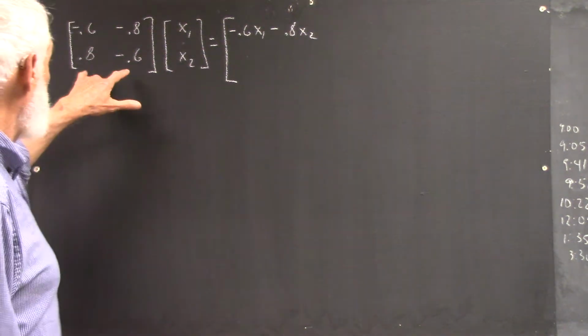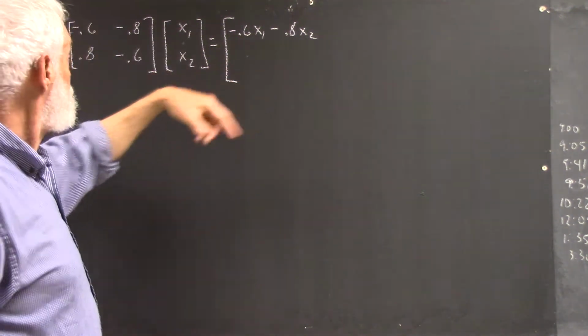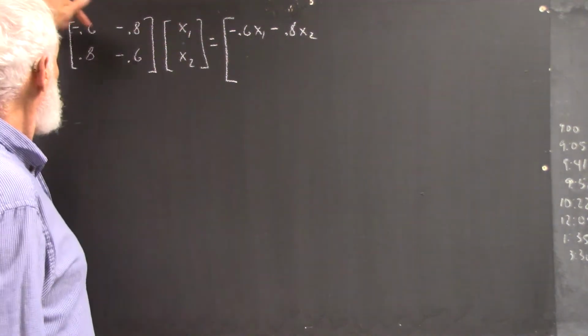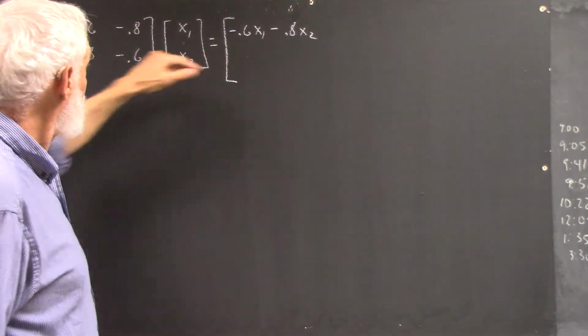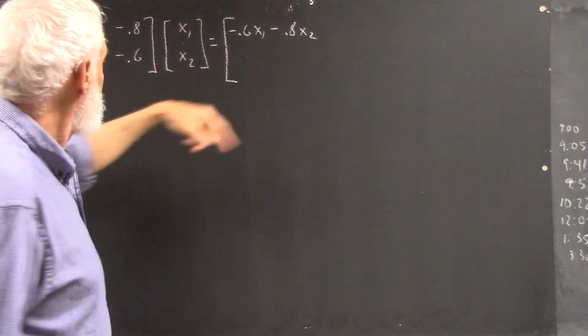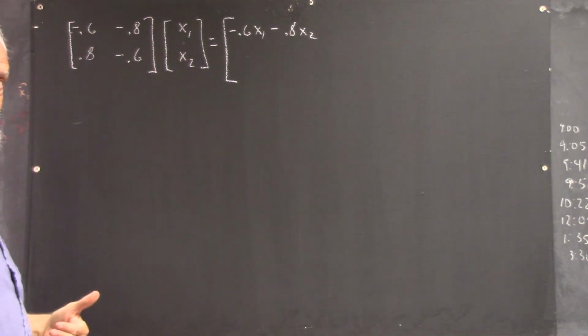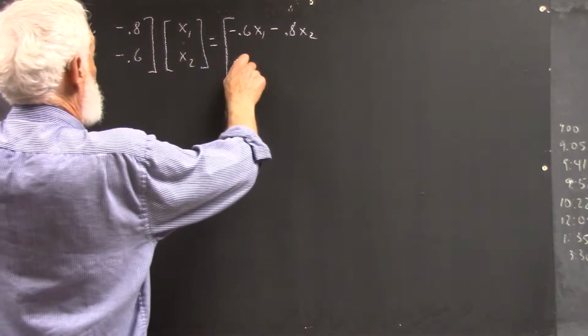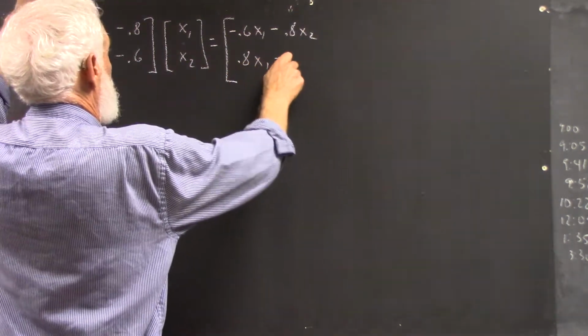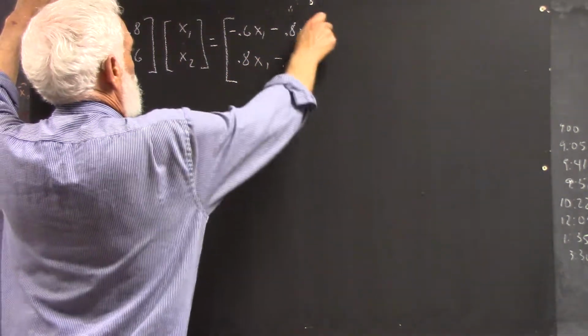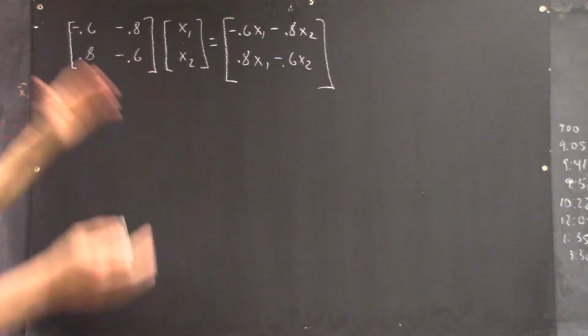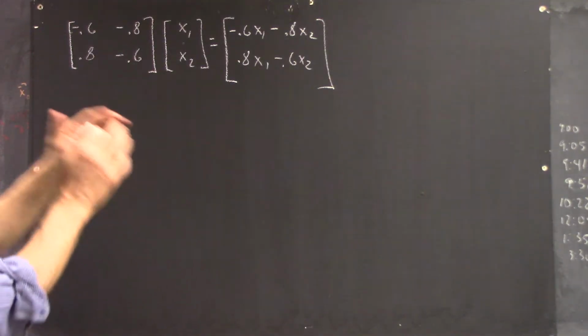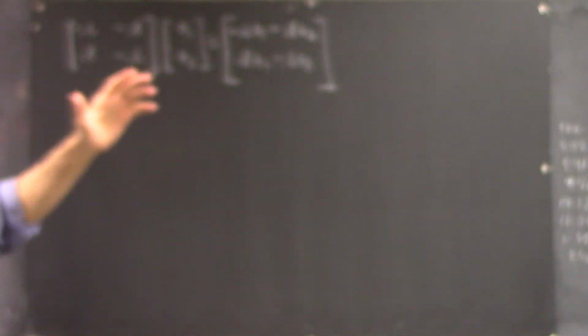Okay, so multiplying this matrix by this, first row times first column, negative 0.6 times x1, negative 0.8 times x2. Second row times the column, very simple, it's 0.8 x1 minus 0.6 x2. You multiply a row by a column, first number in the row times the first number in the column, second number in the row times second number in the column. You keep that going till the end of the column.